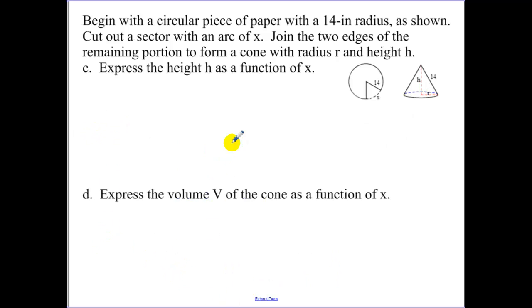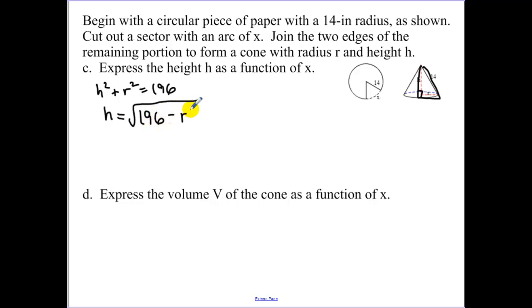Part C of this example. Now we need to express the height as a function of x. Well, we have a right triangle in there. So h squared plus r squared is going to equal 14 squared. Solving for h, we get the square root of 196 minus r squared. Now we just chose the positive version of our square root because height is always positive.